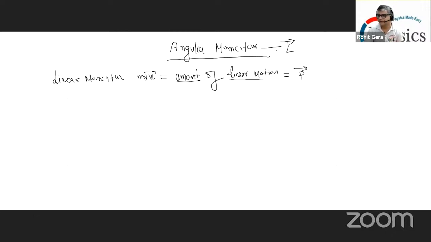Okay, it tells you how much is the. So if linear momentum tells you the amount of linear motion, the angular momentum tells you how much is the turning motion. Okay, how much turning motion you have. That's a quantity it represents. If the amount of linear motion, this is amount of.